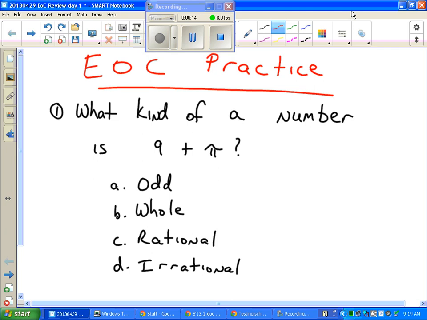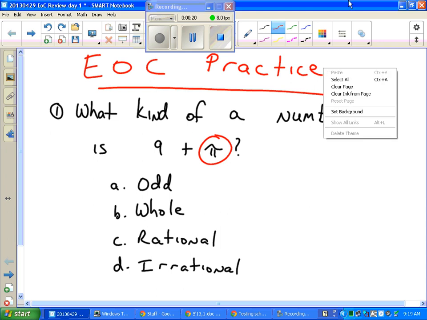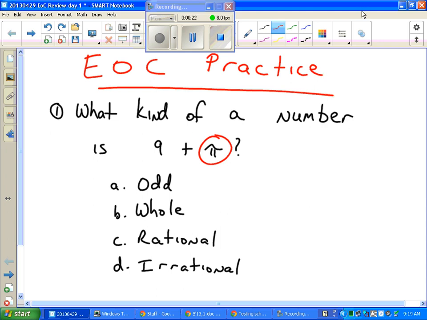9 plus pi, this number pi here is what's known as an irrational number. All you need to know about the difference between rational and irrational numbers is rational numbers stop. And what I mean by stop, the number 5 stops. The number 5.32 stops. The number 1/2 stops because that's the same thing as 0.5. It doesn't keep on going.